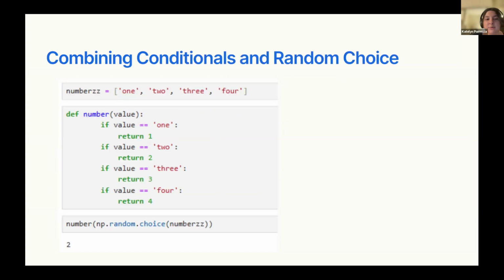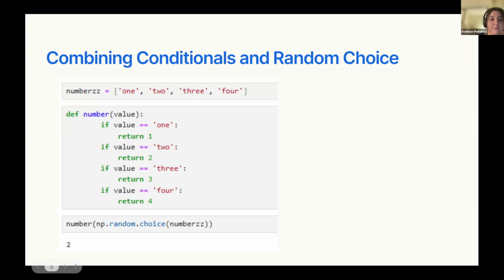So I wanted to do an example combining a conditional statement and random choice. This is a very simple example. Basically, I just created a new array with the numbers 1, 2, 3, 4 spelled phonetically, and then created my conditional statements. And if you see at the bottom here, it printed out 2 when we plugged our np.random.choice numbers list into the number function, and we got 2 from it.